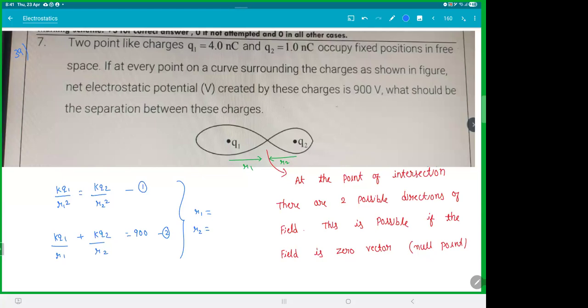All clear with this? Not a tough question, but you need to understand that if you're crossing, because the whole question looks as if there is insufficient information. The idea was that figuring out the null point will give you the additional equation. All clear with this? Let's see one more.